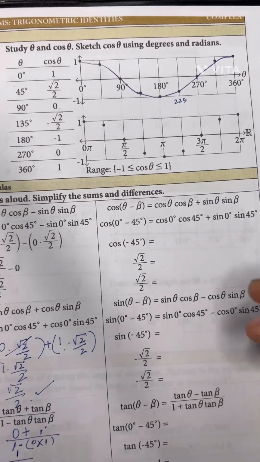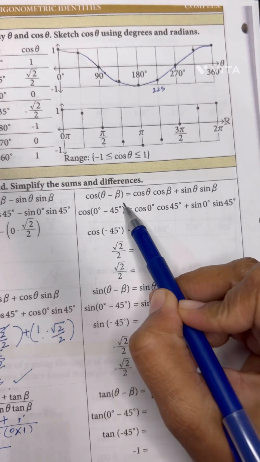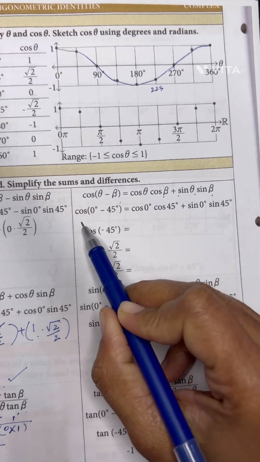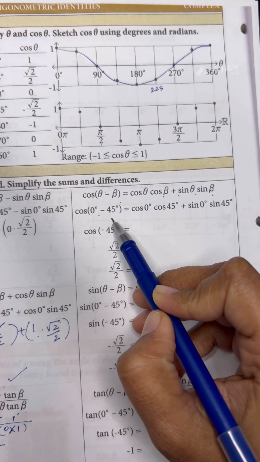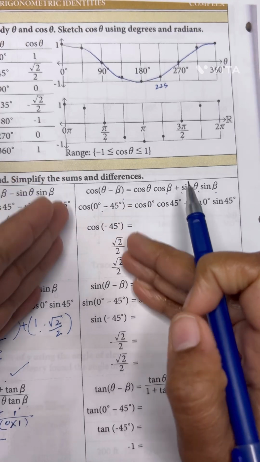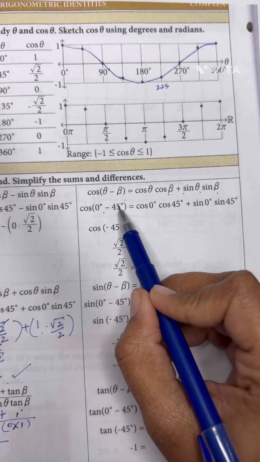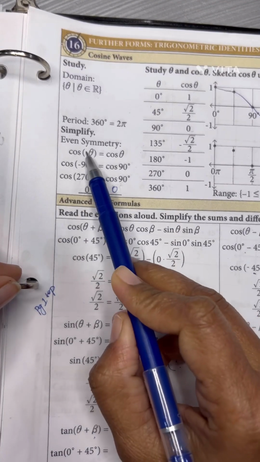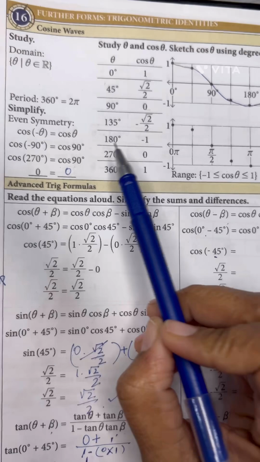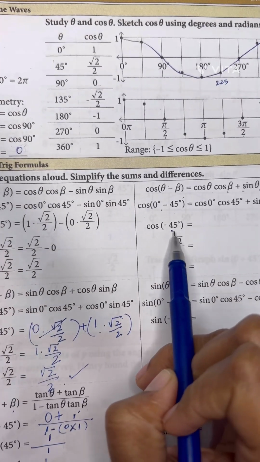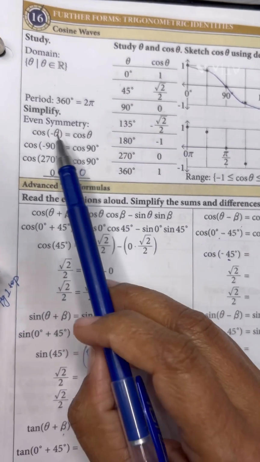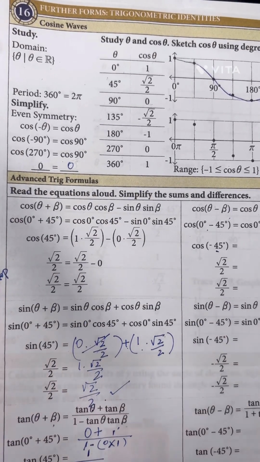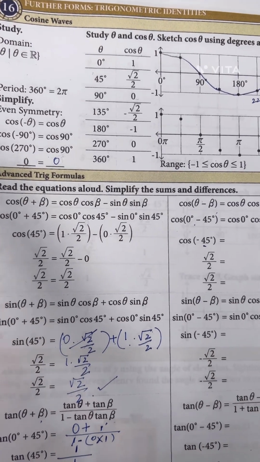Right, moving on. Let's solve for cos of theta minus beta equals cos theta cos beta plus sin theta sin beta. Cos of 0, again your theta is 0, your beta is 45. So let's just look at the left hand side for now. Cos of 0 minus 45 is cos of negative 45. Remember what I said here, cos of negative theta is the same as cos theta. So we're going to treat it as cos 45. This is only in the case of cos theta because it's even symmetry. When there's odd symmetry involved, we don't do this. We just say negative cos theta. So that's a different thing.